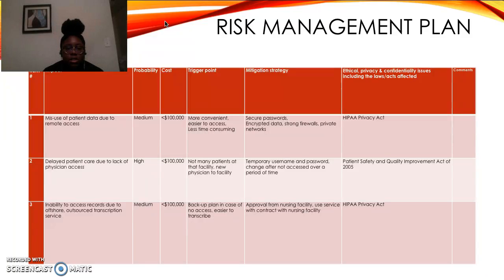So how they could remedy this strategy would be approval from the nursing facility to use that particular transcription service that he was using, or use a transcription service that has a contract with the nursing facility, so it would be easier to transcribe that information and get it to the nursing facility where they could open it up and use it as well. And this will also violate the HIPAA Privacy Act, because if he uses that offshore transcription service and the patient's information gets hacked or gets into the wrong hands, that could go against the HIPAA Privacy Act.